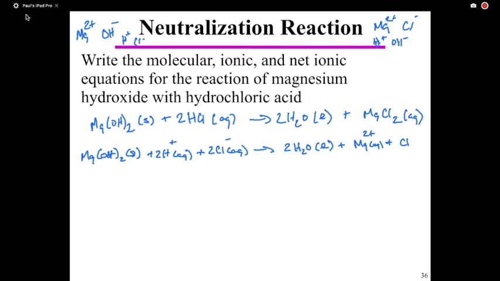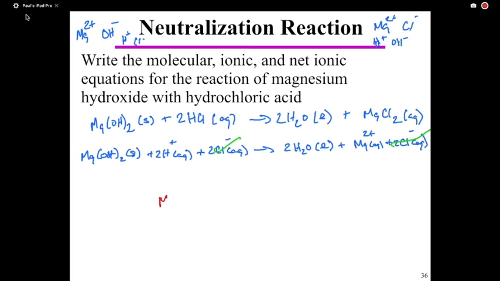Chlorine. What is its charge? -1. How many do I have of it? 2. Label it. Are there any spectator ions? Yes, what? Chlorine. 2 chlorines. Are there any others? No.